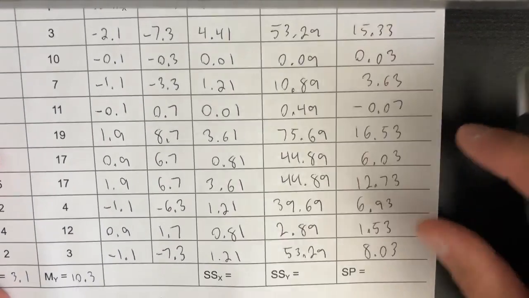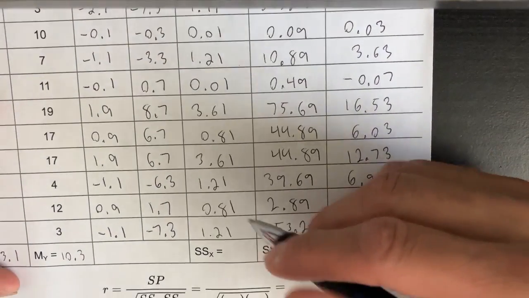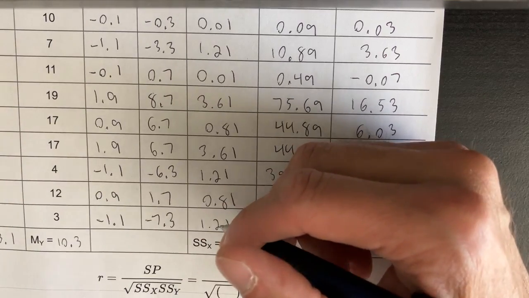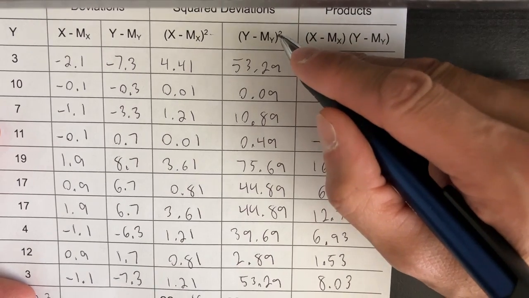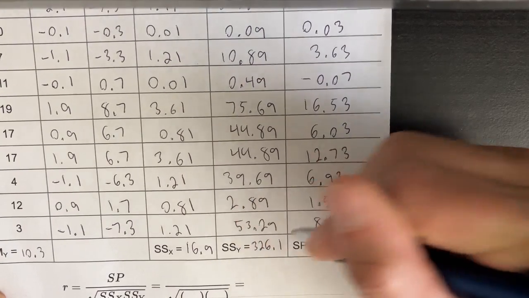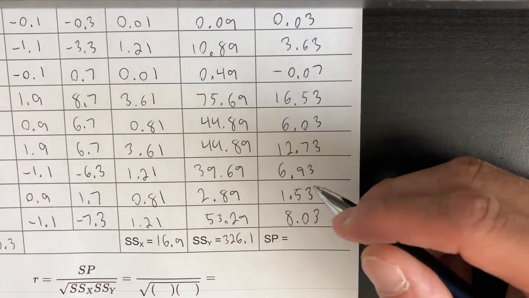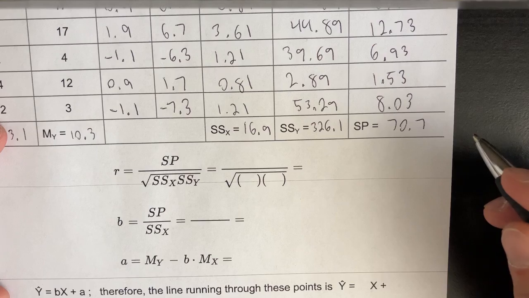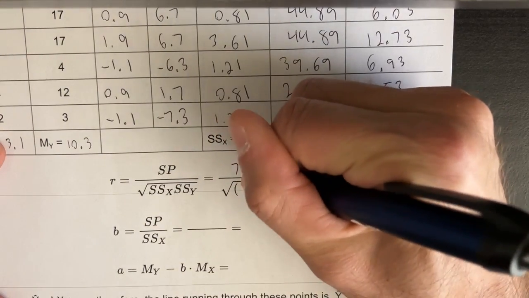Now the next thing would be to actually just sum these columns in order to get the totals for each column. So by summing the deviations from x from the respective x mean, we get the sum of squares x, and for that we get 16.9. Summing all of the y deviations from the y mean, we get 326.1. And then lastly, summing up all the products of the deviations of the x and the y's from their means gives us 70.7. Okay, so now we can fill out this formula here and figure out what that correlation value is.